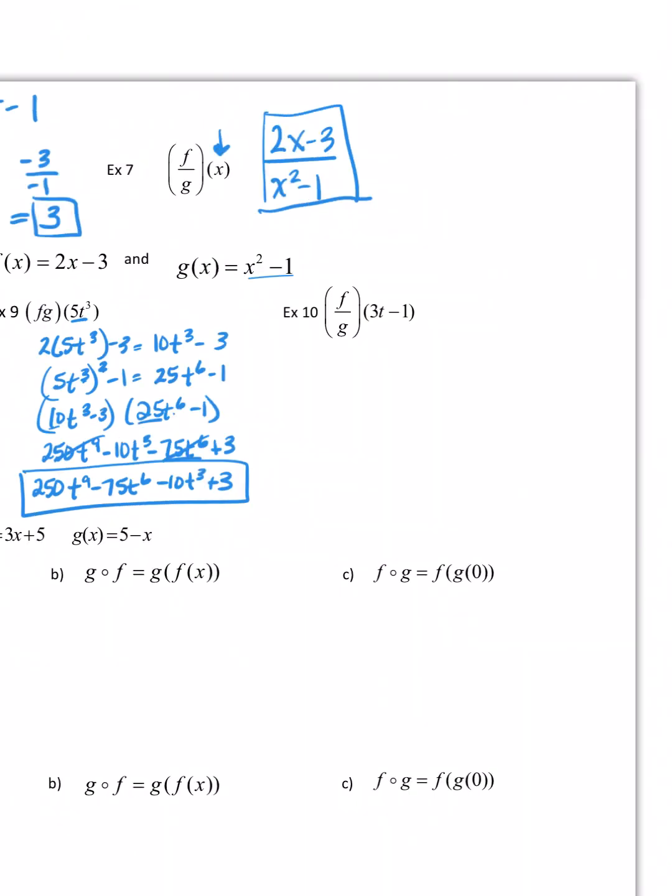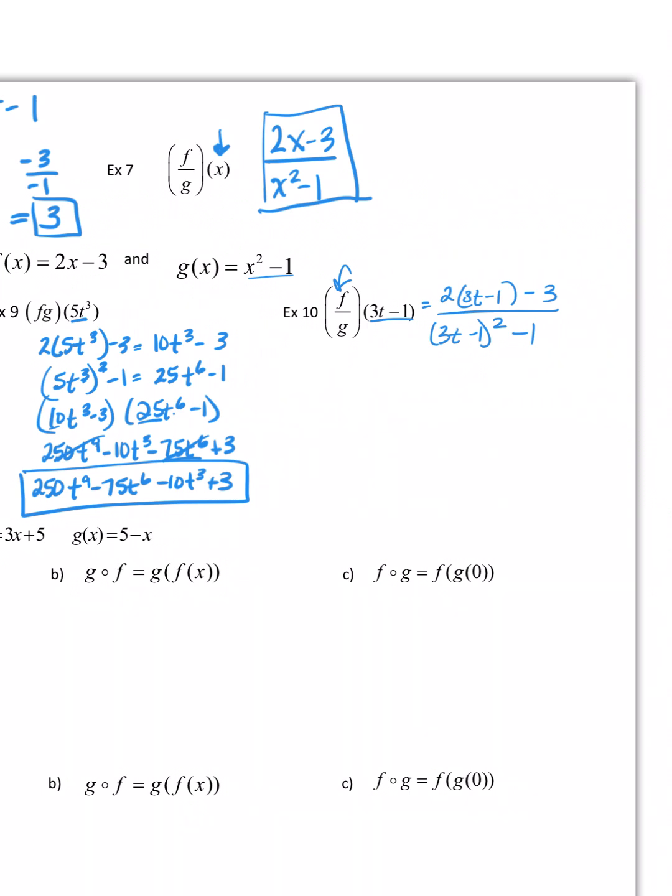All right, let's look at example 10. Same idea, we're just going to be dividing. So we're going to plug in 3t minus 1 into our equation. So if f is 2 times x minus 3, I'm going to put in 3t minus 1. And then down here, it's going to be 3t minus 1 squared minus 1.